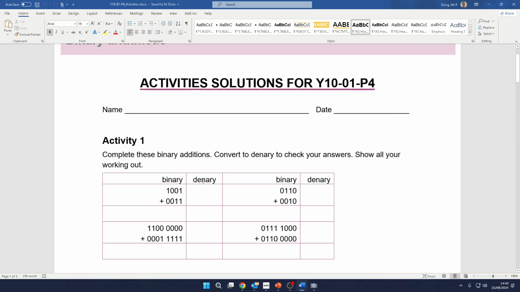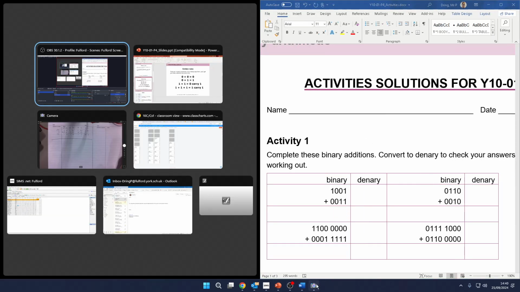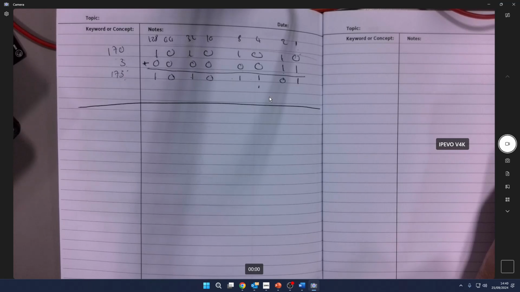So, activity 1 is easier than what we've just done. What we're going to do, start on the right. 1 plus 1 is 2. So how do we do that? Well, it's 0, carry the 1. Now, I really don't like doing this just in Word. So, get your purple spotty book for your work in.